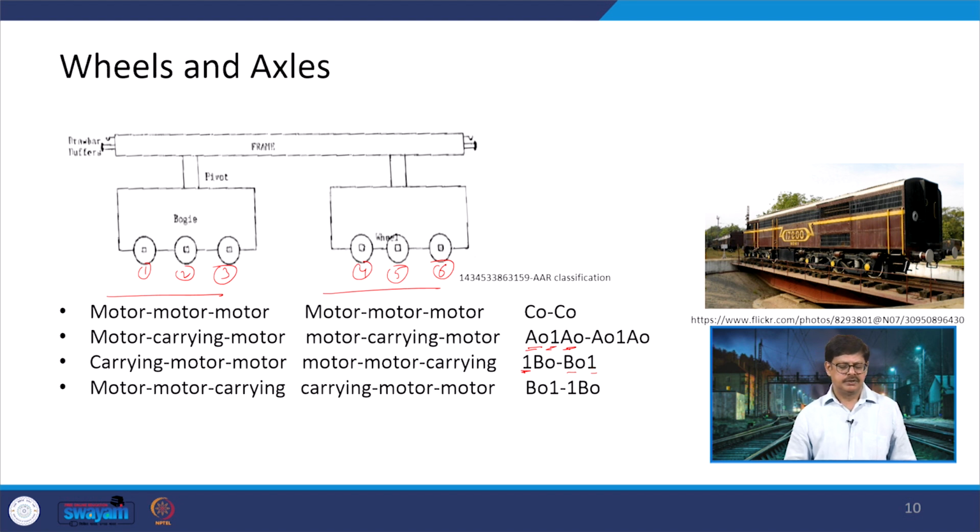Similarly, if it is motor motor carrying and carrying motor motor, it is motor motor means BO and then single one and then 1 BO. So, whatever the configurations are available, you can very easily make it out how they are going to be designated for any of the locomotive or any of the bogie set which is being provided for wagons.